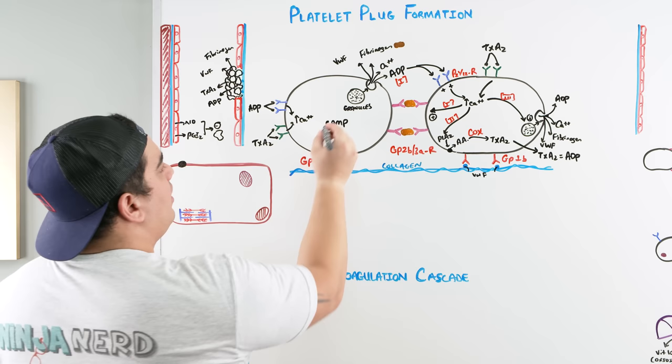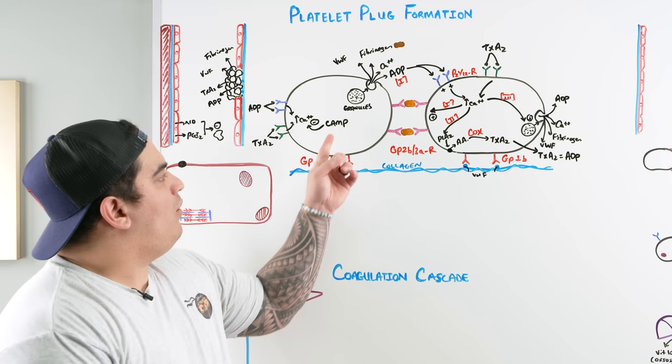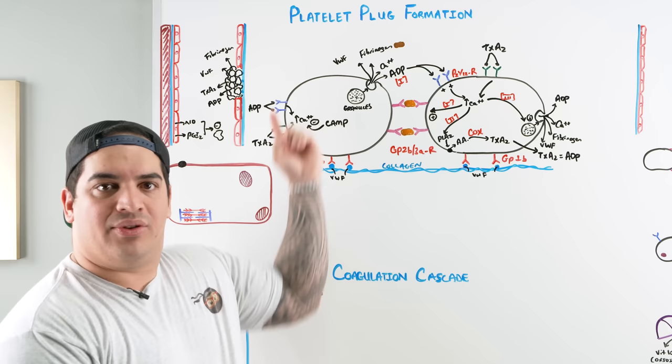And what cyclic AMP does is it is going to inhibit the increase in calcium. So cyclic AMP will inhibit the increase in calcium. That's an important concept. And so if we have a special enzyme that regulates cyclic AMP, that enzyme may be able to increase the calcium levels. Because if we have an increase in cyclic AMP, that's going to decrease the calcium levels.